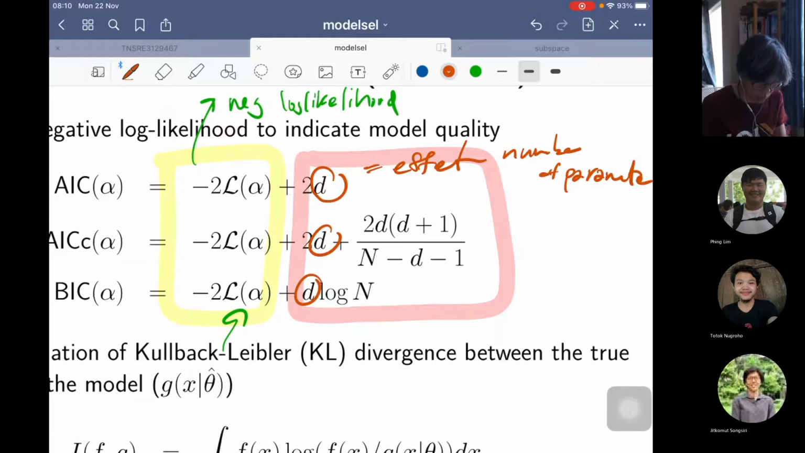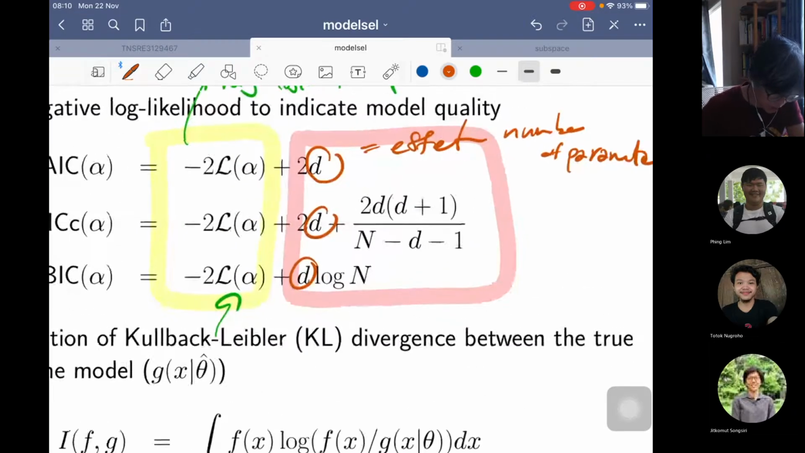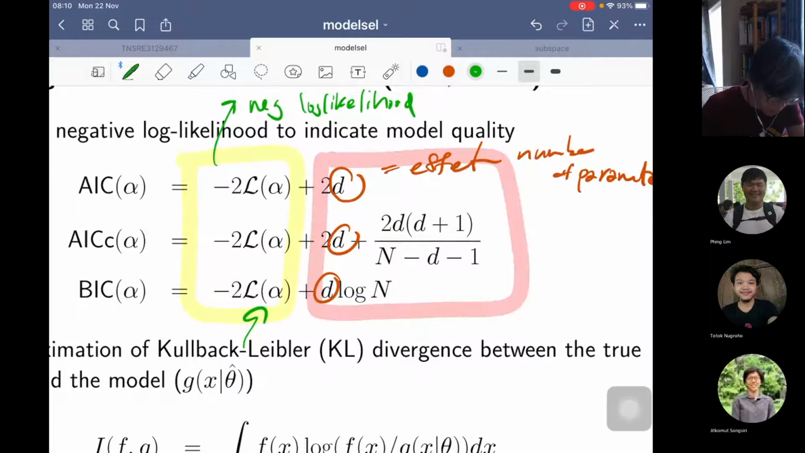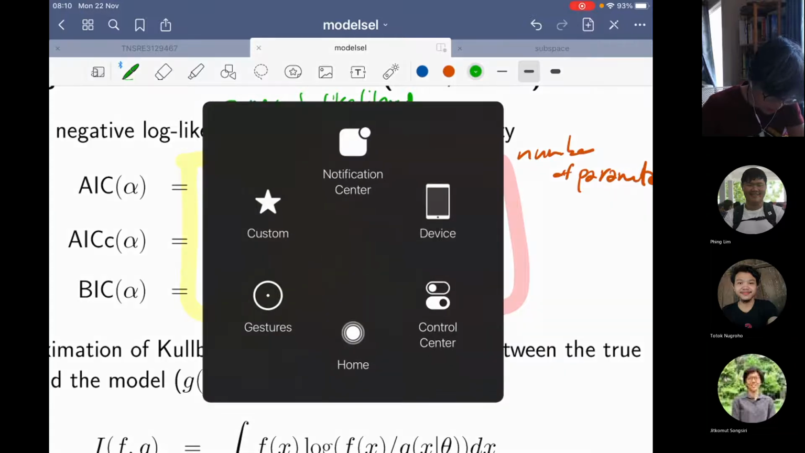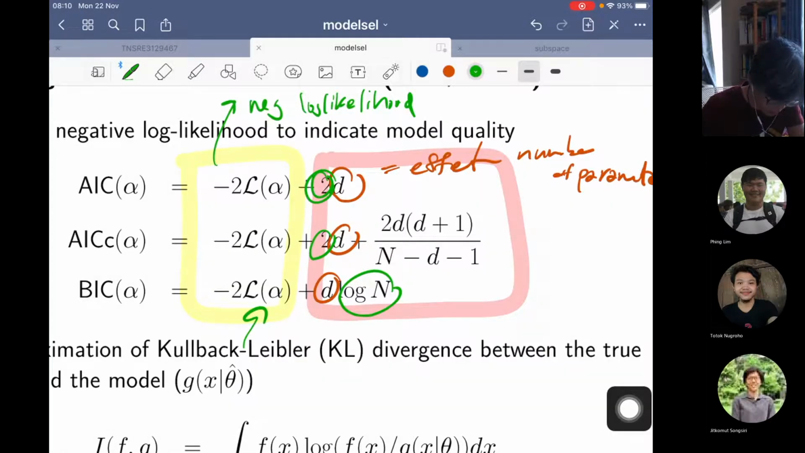So we go over this. You can see that the term that is multiplied with D is different in each score. For AIC, there's a factor of 2. For AICc, of course, there's an additional term in addition to the AIC score. And for BIC, the constant that multiplies the complexity D is actually log n.